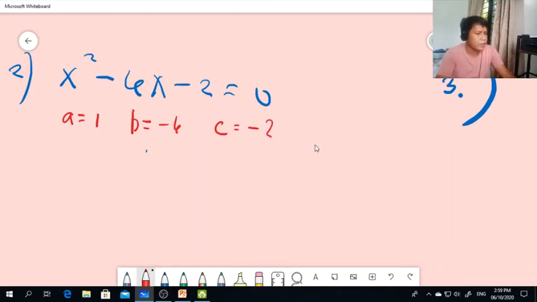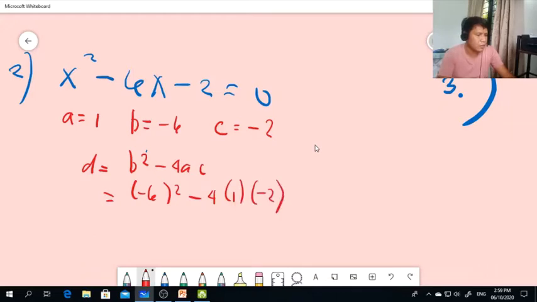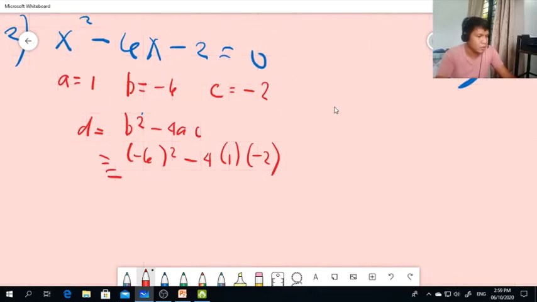Again, we need the formula for the discriminant, and that's equal to b squared minus 4ac. We substitute the values. You have negative 6 raised to the second power minus 4 times 1 times negative 2. So negative 6 raised to the second power is actually positive 36. And you have negative 4 times negative 2, that is positive 8.